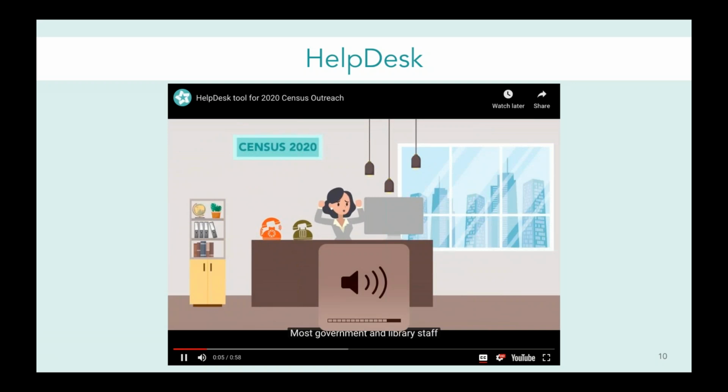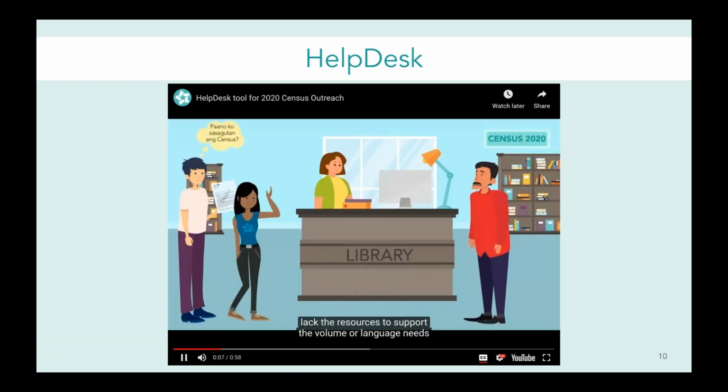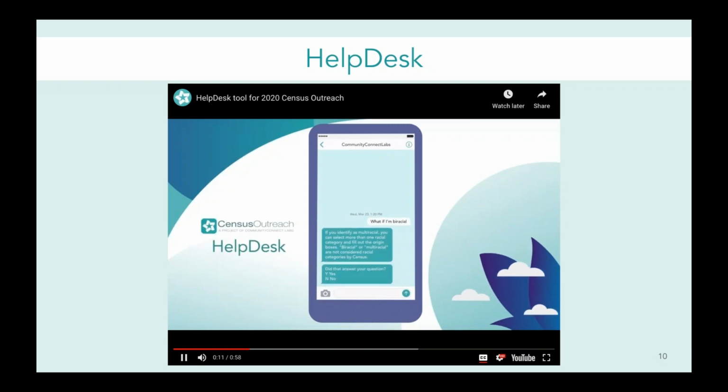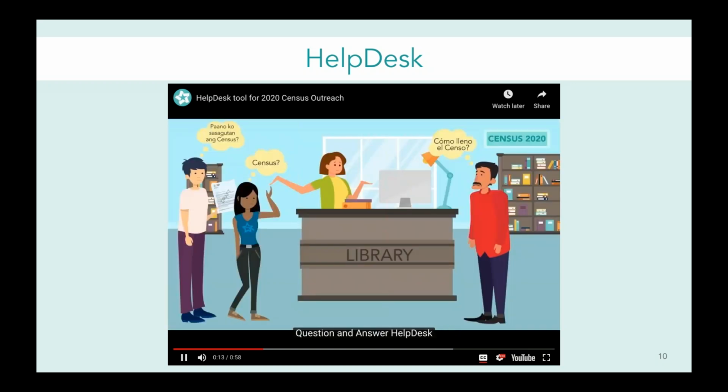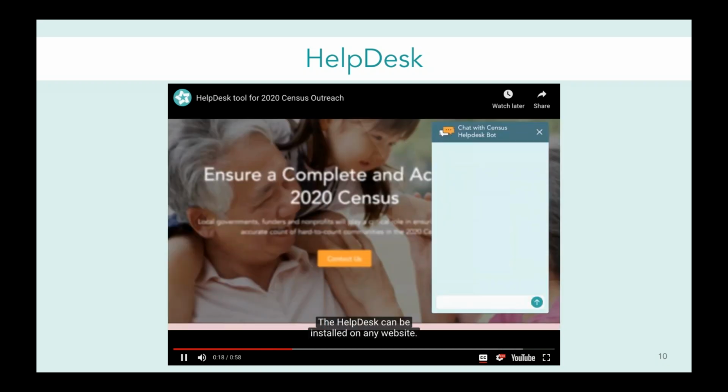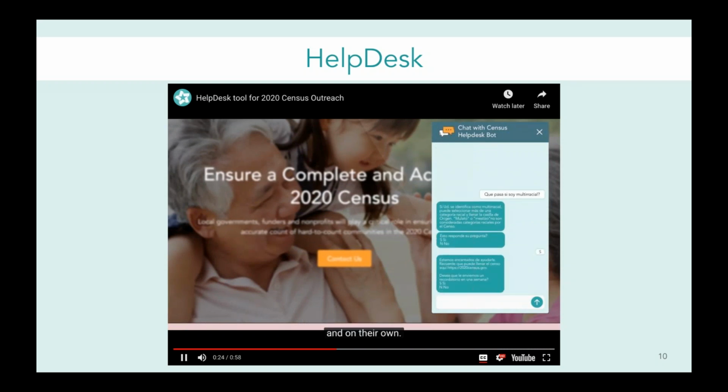Most government and library staff lack the resources to support the volume or language needs of people with questions about the census. CommunityConnect Lab's automated question and answer help desk will reduce the burden on your staff. The help desk can be installed on any website. Residents will be empowered to get in-language answers quickly, confidentially, and on their own.